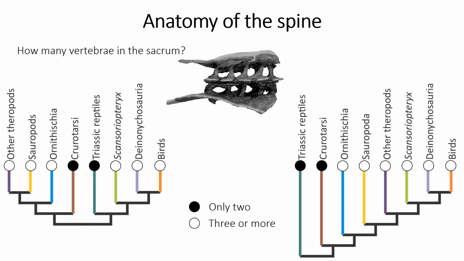All right, how about some aspects of the spine? We can look at whether the sacrum, which is the part of the spine of the vertebrae around the hips, has just 2 vertebrae within it, or whether it has 3 or more. It turns out that everything in our phylogeny, except for Crotarsi and the Triassic reptiles, have 3 or more sacral vertebrae. So in this case, what would you propose for the evolution of this feature? You can take a second to think about this and look at how you would place these changes on the tree. I won't mark them this time, but the phylogeny on the left would need 2 evolutionary changes, but the one on the right only needs a single change, going from 2 to having 3 or more sacral vertebrae.